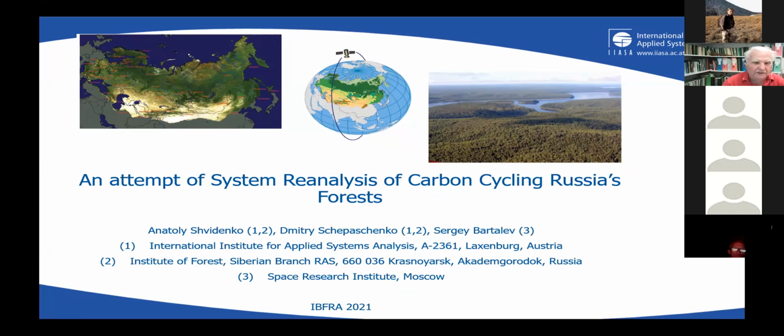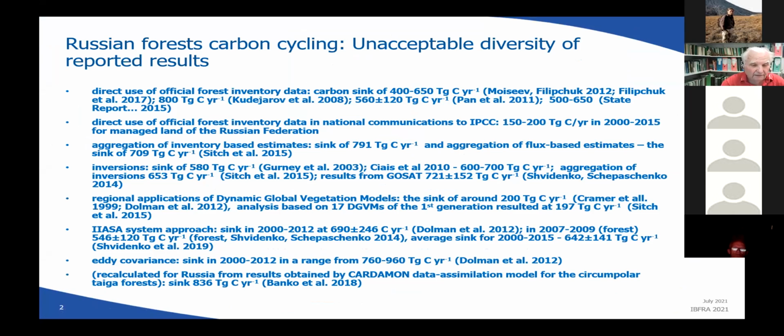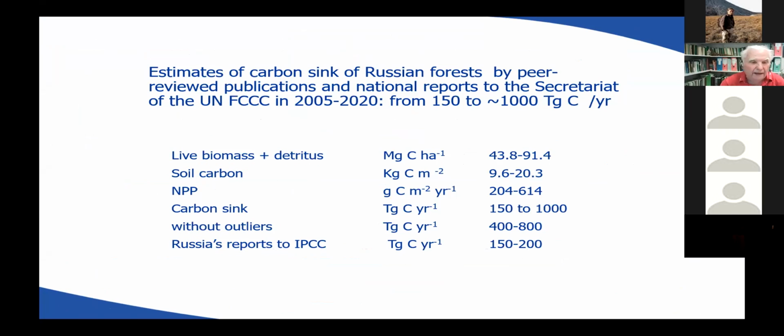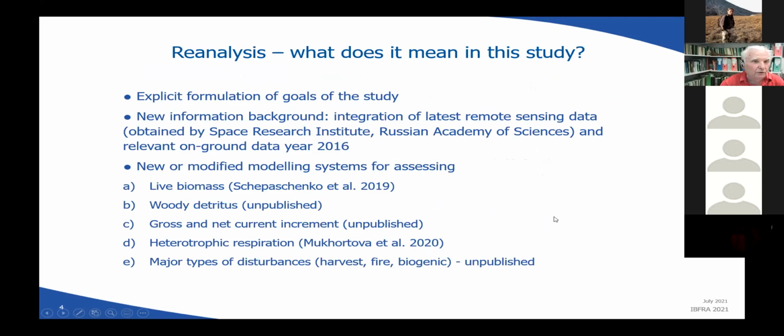Reanalysis of carbon cycling of Russian forest. Why? There are about 35 peer-reviewed and official papers from the last 5 years. And if we look at what is done in these papers, without any details, excuse me, the carbon sink differs by 10 times, and the papers are peer-reviewed. There are outliers, but 400, 800 without outliers. That is necessary to understand what we try to do.